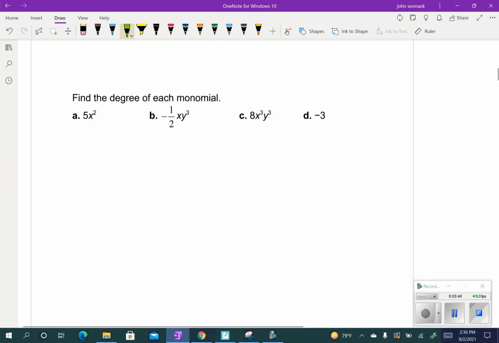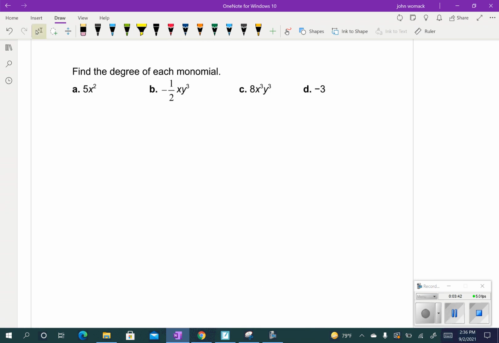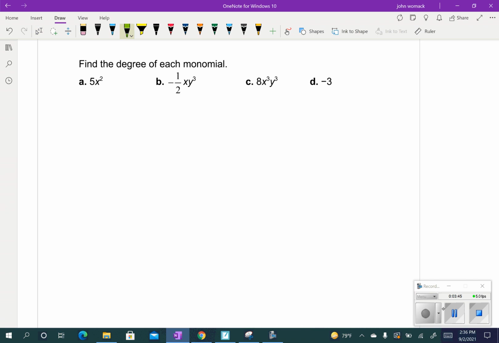All right. Let's move on. Here's some more examples. We'll do this really fast. Again, ignore the 5. It's not a variable. Look at the x. It's to the power of 2, so this would be degree 2. Ignore the negative 1/2, but we have x to the first, y to the third. If I add those together, it's degree 4. It's 8x cubed, y cubed. Again, I ignore the 8, but I have x cubed, y cubed. Add those together. It's degree 6. Oh, and on that last one, we never talked about a number alone. In this case, I have negative 3. This is like 5. There is no variable. If there is no variable, it's degree 0.